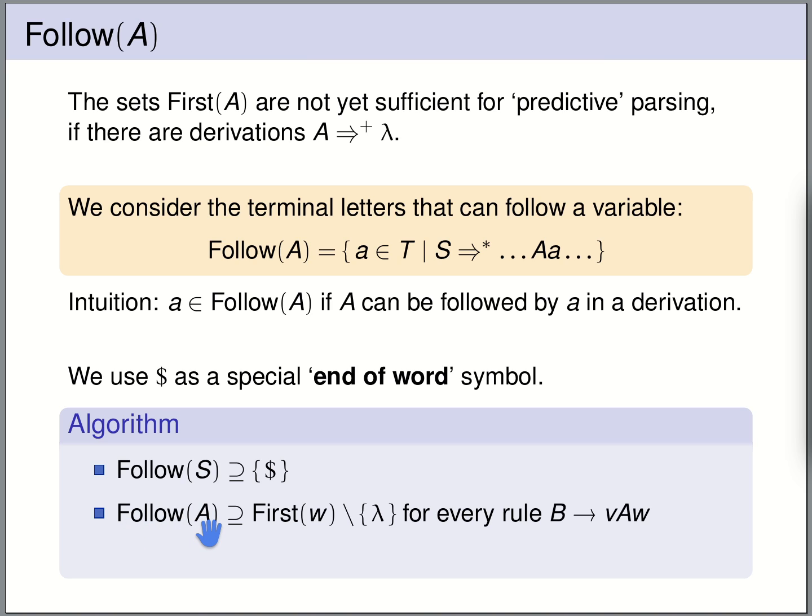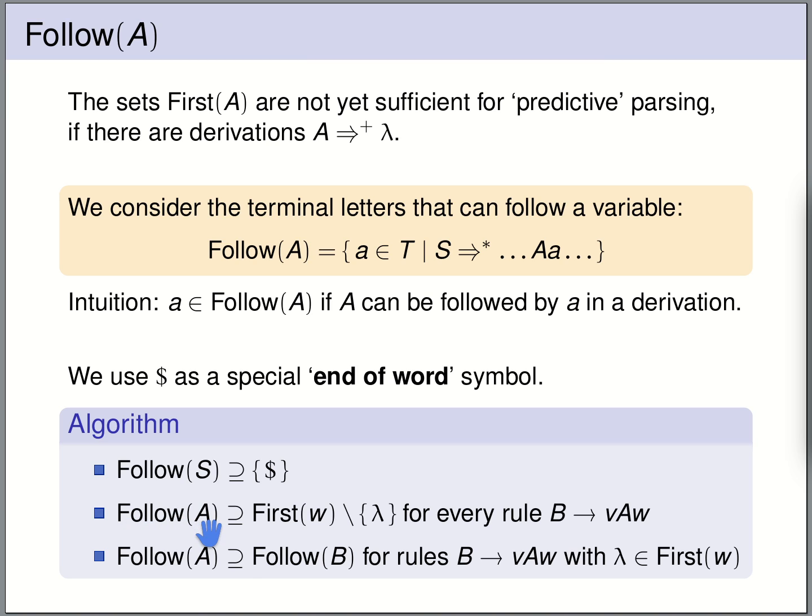So if we have such a rule, then everything in first of W except for lambda must be in follow of A. And the third clause that we will use is this one. If we have a rule B can rewrite to VAW and the word W is erasable, that means that lambda is in first of W, then if this W can be erased, also anything that can follow the variable B can follow the variable A. So follow B must be a subset of follow A. Or put differently, anything that can follow B can also follow A.